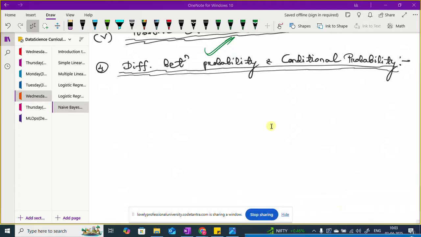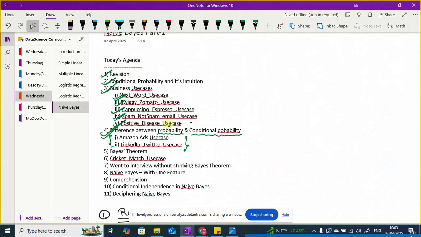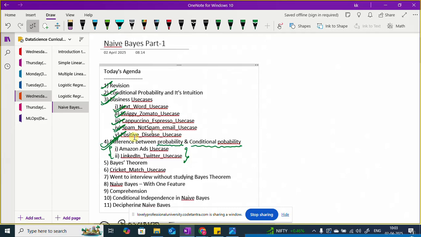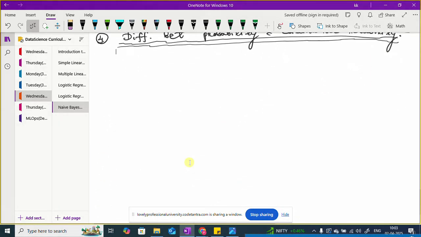Ricky asks, what is the difference between probability and conditional probability? Okay, I'll take business use cases and solve it there. For that, the first one is the Amazon ad use case. And the second one is the LinkedIn Twitter use case. So there are two problem statements I am taking here.